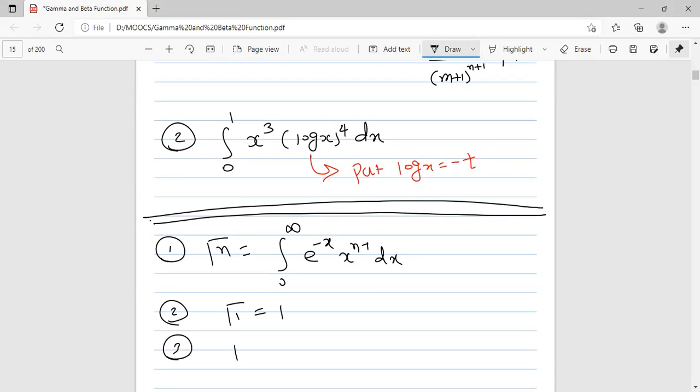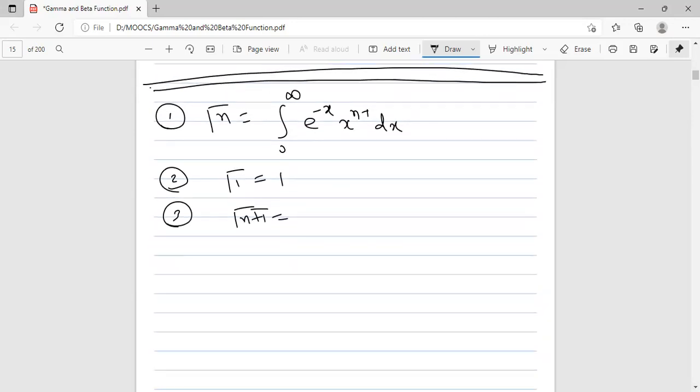Gamma of n plus 1 is equal to n factorial, where n is a positive integer or zero, and this is gamma of n plus 1. Otherwise, you can write n into gamma of n. Also, we know that gamma of 1 by 2 is equal to root pi. And we have solved a number of problems based on this type.